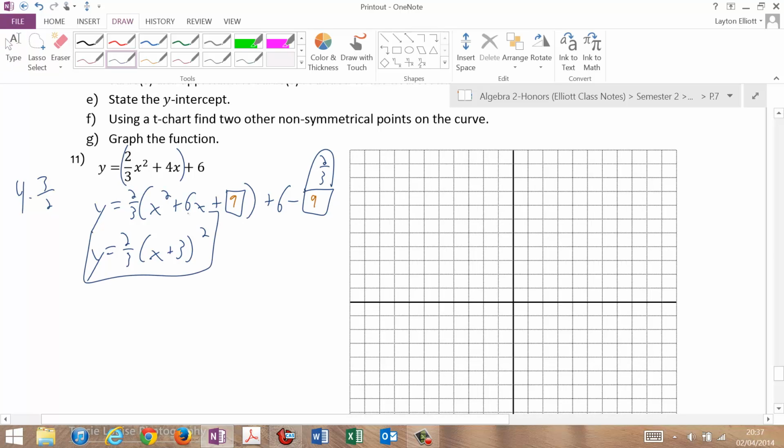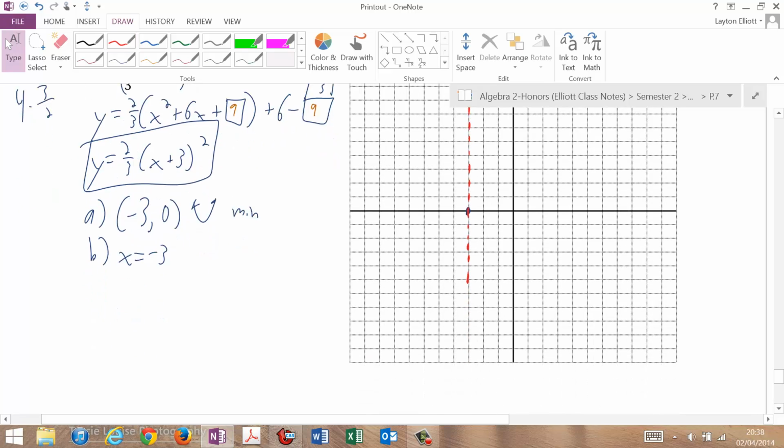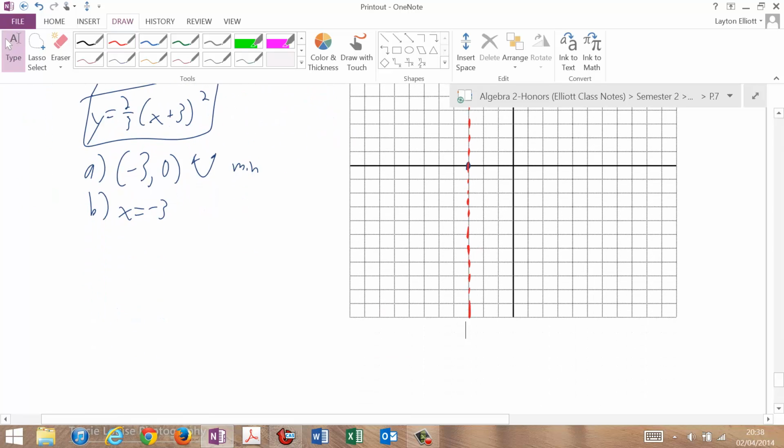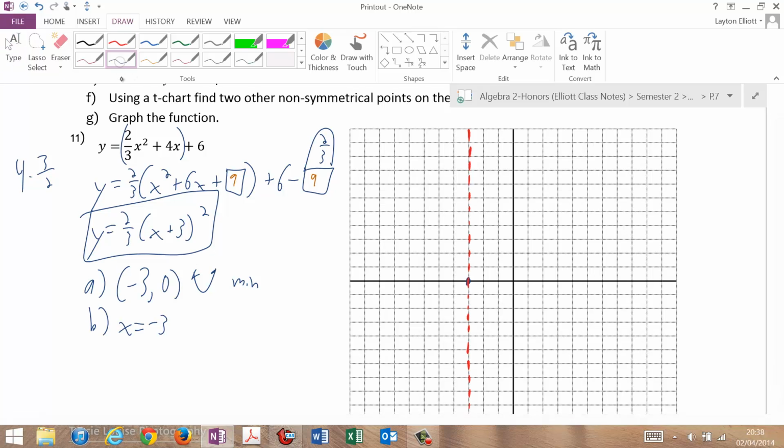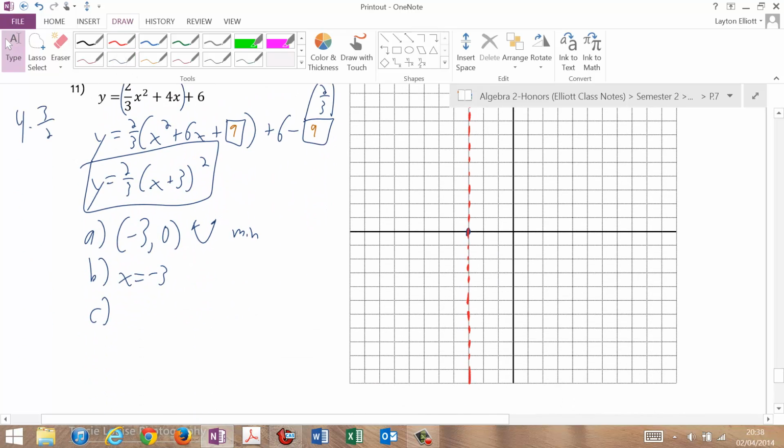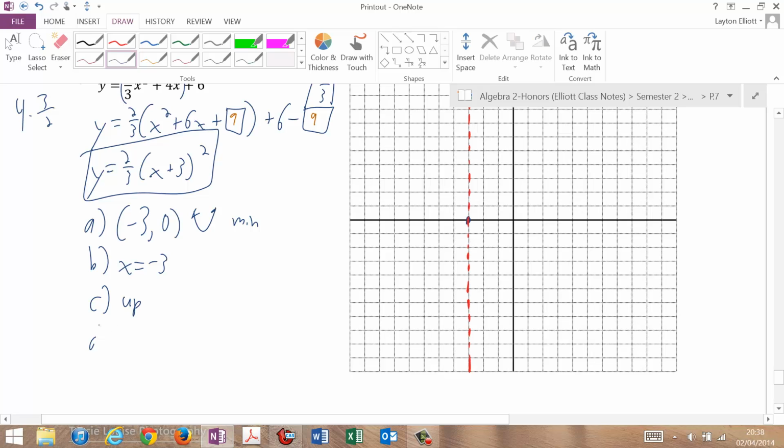So this is the graphing form. You can put plus 0, but you don't need it. My vertex is negative 3, 0. Right there. And it is an upward, so that this is a min. Axis of symmetry would be x equals negative 3, which again I'll plot as a red vertical line going through the vertex. Next, for part C, this graph is upright.